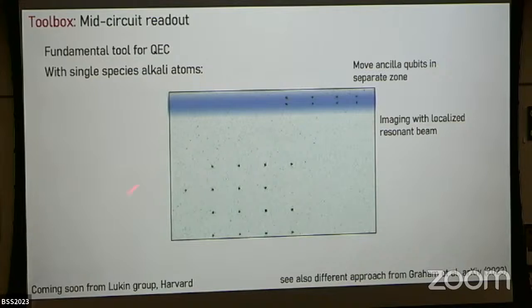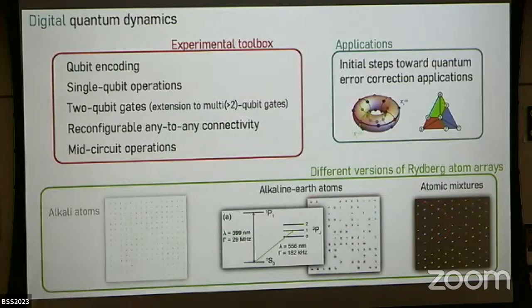So this is work in progress in the Harvard group. They've done it, so you're going to see a paper soon. There is a different approach that doesn't spatially separate the two groups of atoms, but tries to shelve some of the atoms in a different atomic state such that they're not sensitive to the imaging light. There is this other approach that was on the archive a few months ago that you can look up. But now, do you have questions?